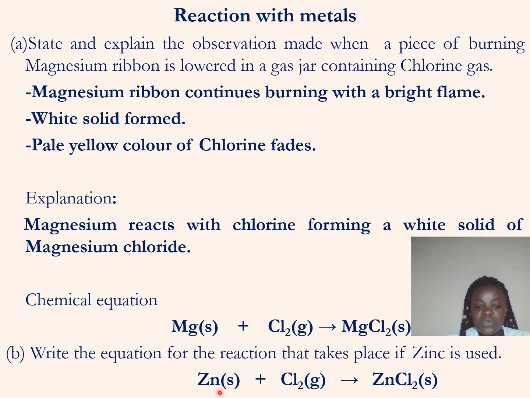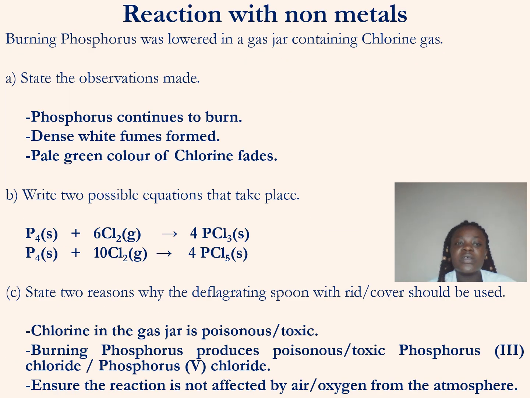We are also told to give the equation for the reaction between zinc and chlorine. So zinc also reacts with chlorine to give us zinc chloride. Okay, so those are the examples we are going to use to explain the reaction of metals with chlorine.